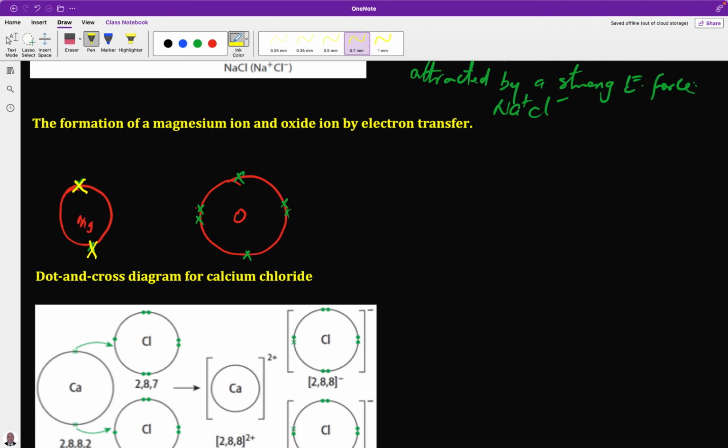So what happens now is that there is a complete transfer of electron. The complete transfer of electron is from what? Magnesium will have to give these electrons here, and this other one here. And the result is what? These are electrons.